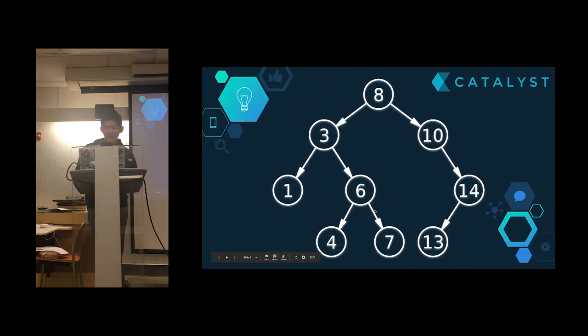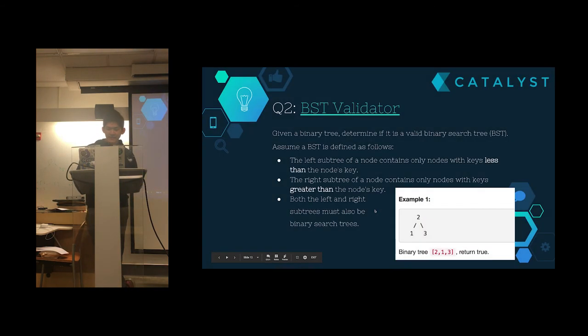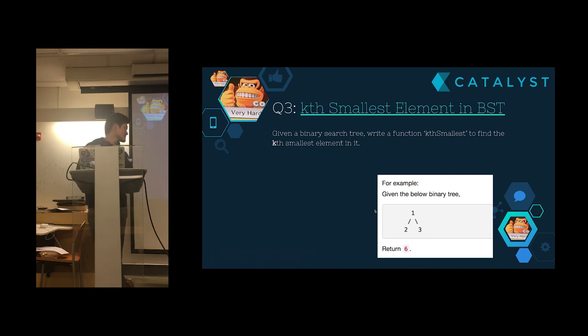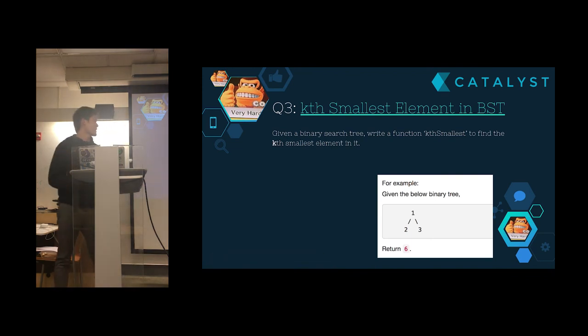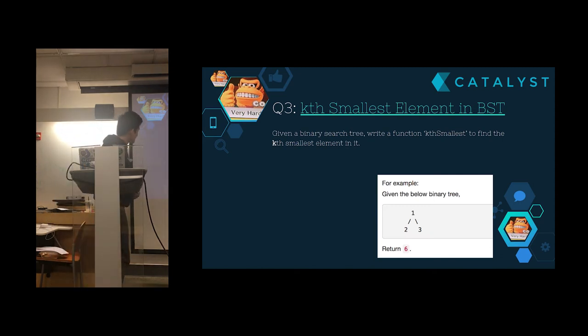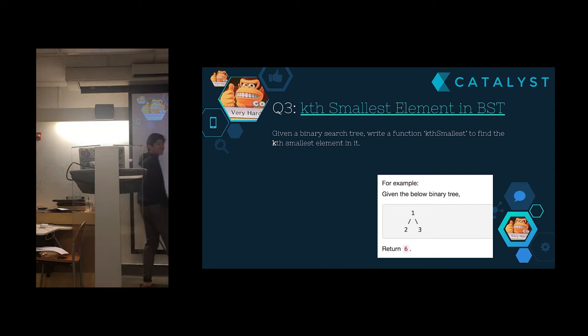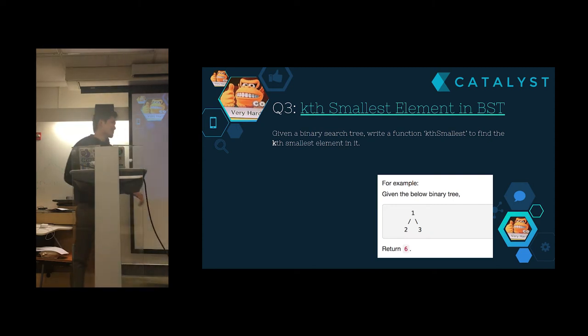But yeah, with this, we can go to the next question. The next question is the kth smallest element in a binary search tree. So the idea is you have a binary search tree and you want to find the kth smallest in the tree. For example, I don't know why, this tree is wrong, guys. There's no 6 in the tree. But, oh, I know why. There's some history to why that diagram is still there.